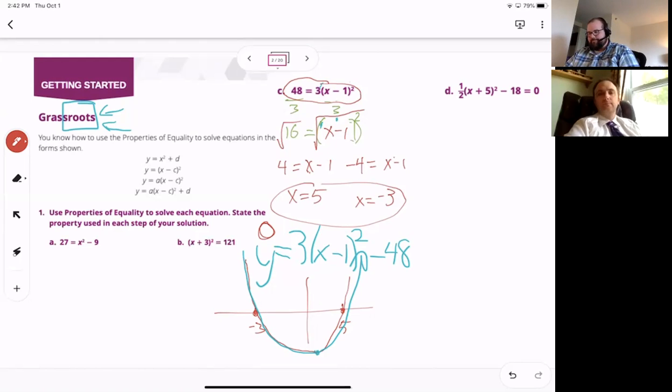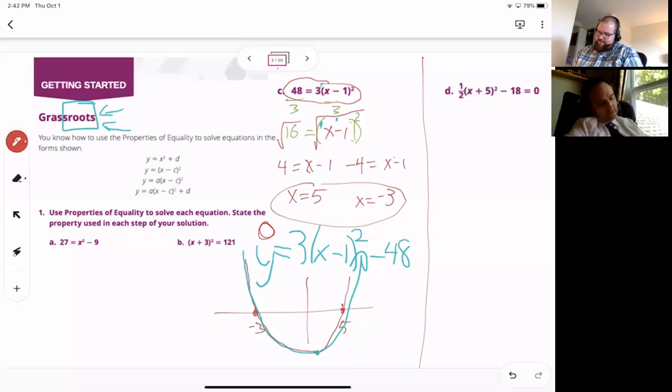I like it. Sweet. So for the next one, you're saying I should do the same thing. I should think of it as 1/2 times some sort of splotch minus 18 equals 0. I drew a splotch in, I swear, but it didn't show up.